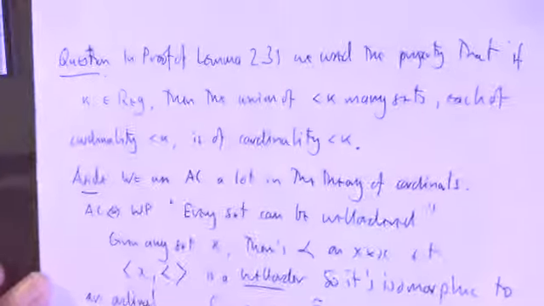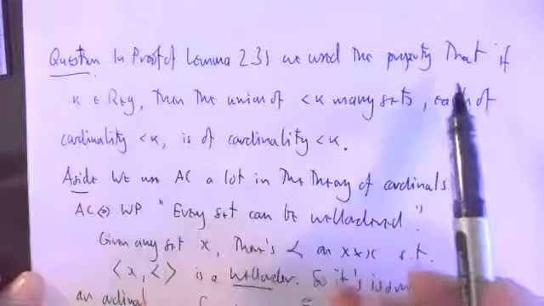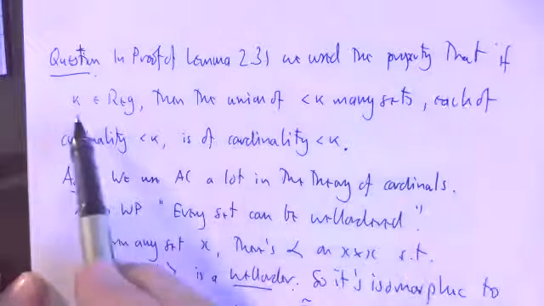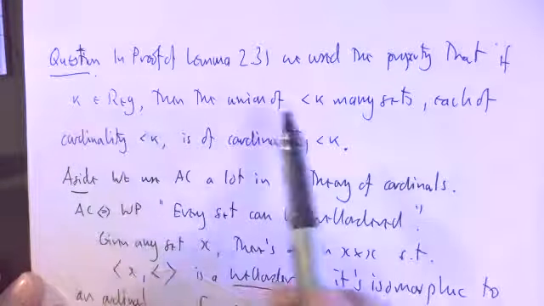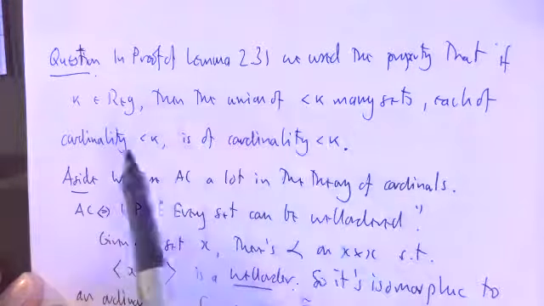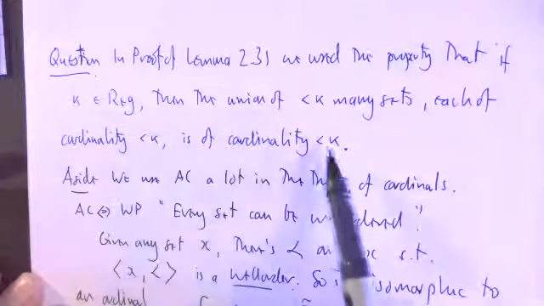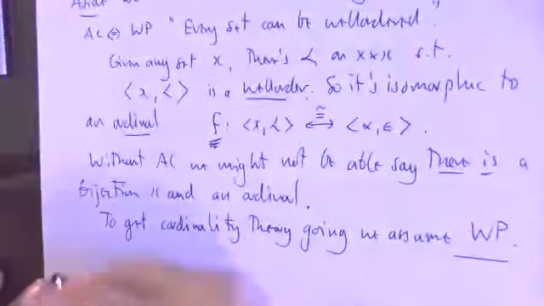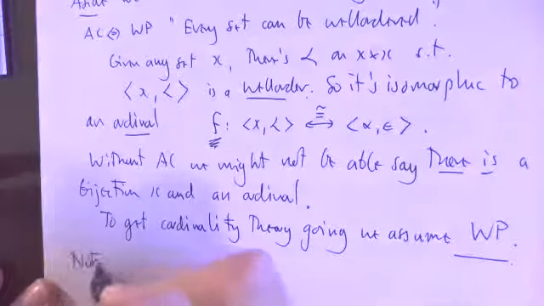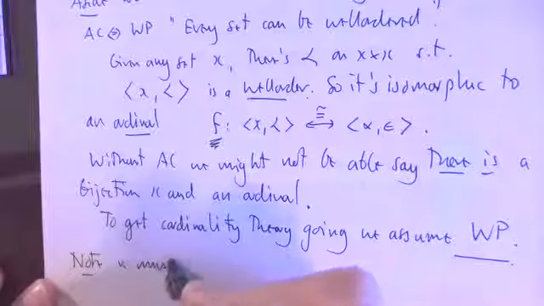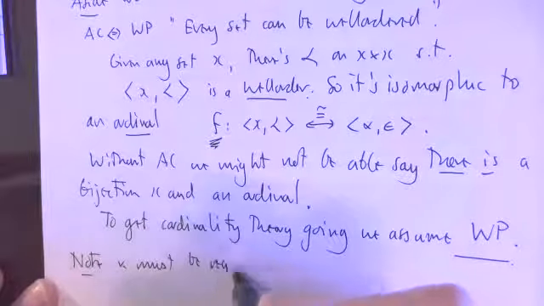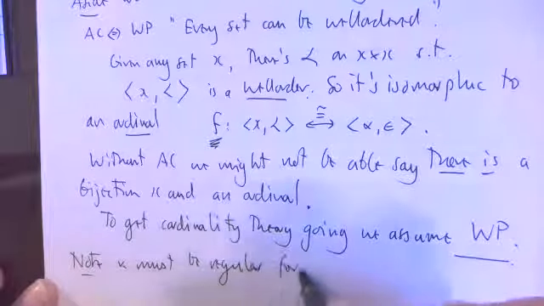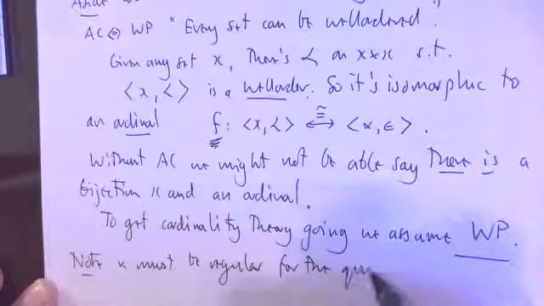So first thing to notice in the question here is, I said, if kappa is a regular cardinal, the union of less than kappa many sets, each of cardinality less than kappa, is of cardinality less than kappa. So note, kappa must be regular for the question to make sense.